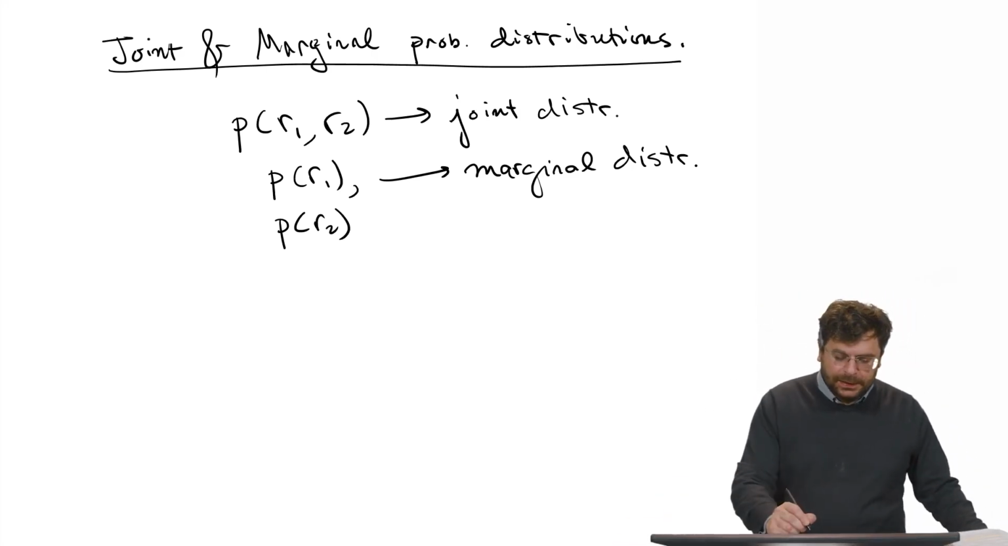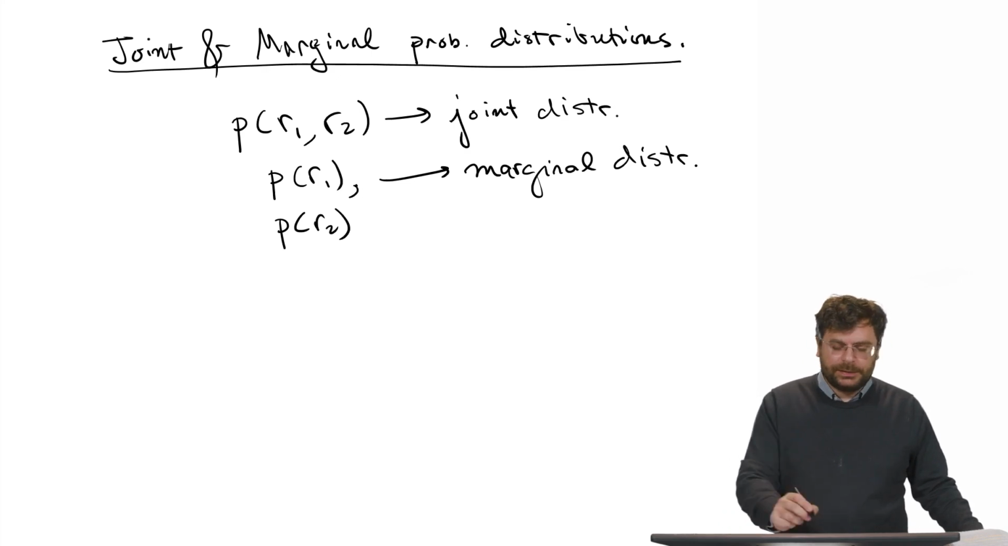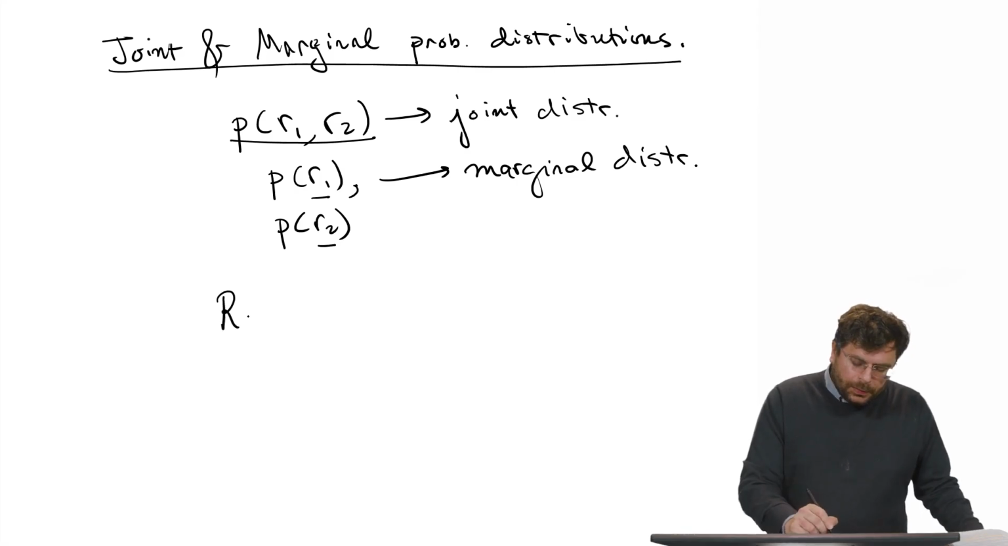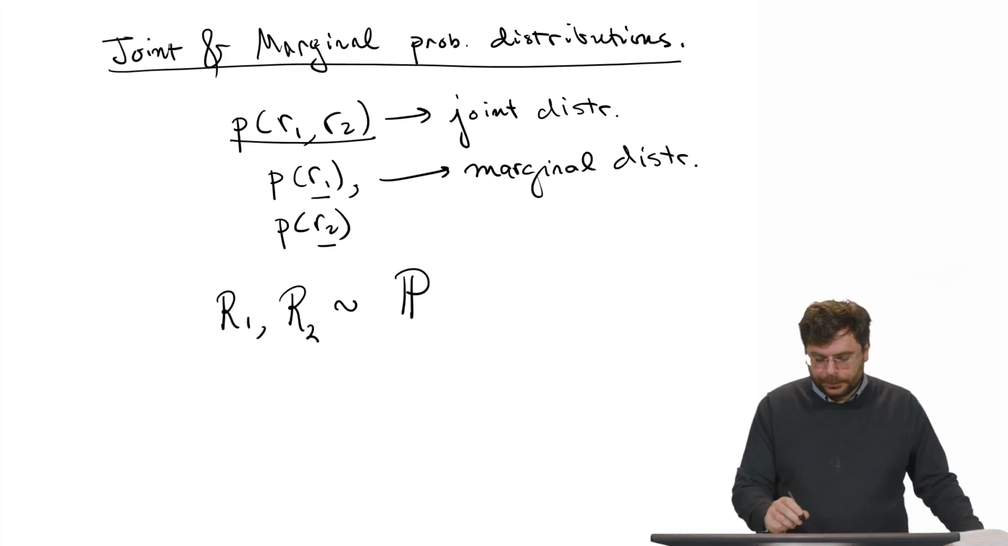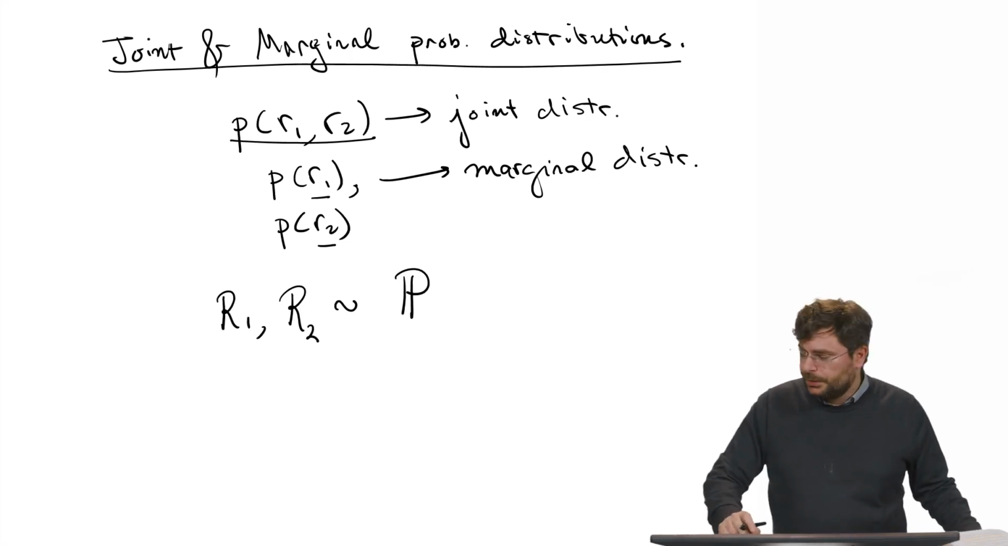In fact, as I'll show shortly, we can obtain the marginal distributions, sometimes simply called the marginals. We can obtain the marginals P of R1 and P of R2 from the joint distribution. So when we speak of joint distributions, we can sometimes say that R1 and R2 are drawn from a distribution that depends on both R1 and R2.